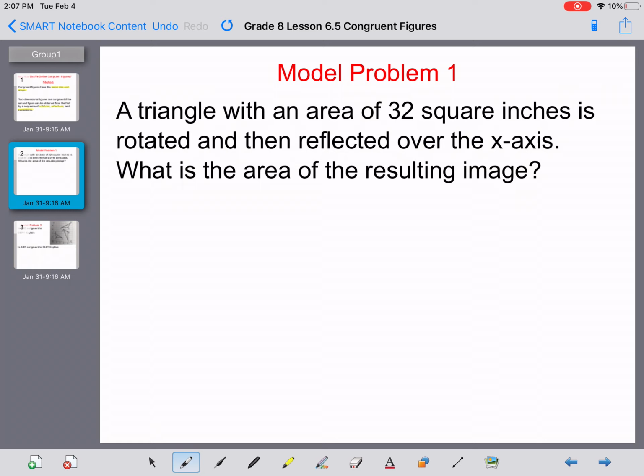Model problem 1. A triangle with an area of 32 square inches is rotated and then reflected over the x-axis. What is the area of the resulting image? Take a second to copy down the question.